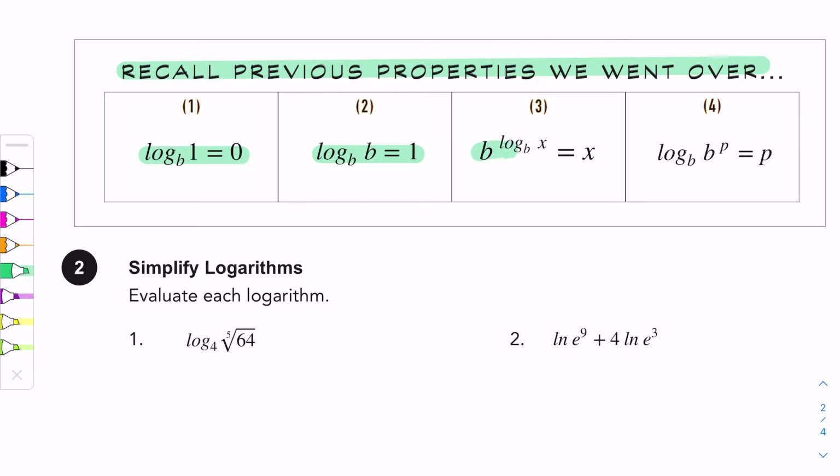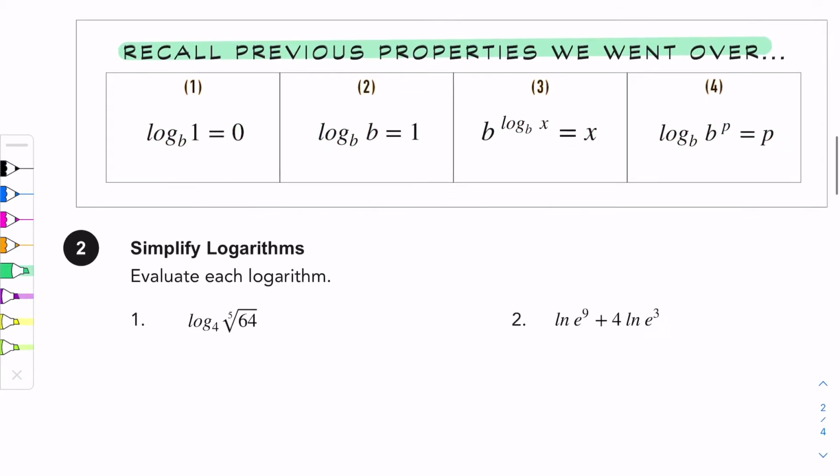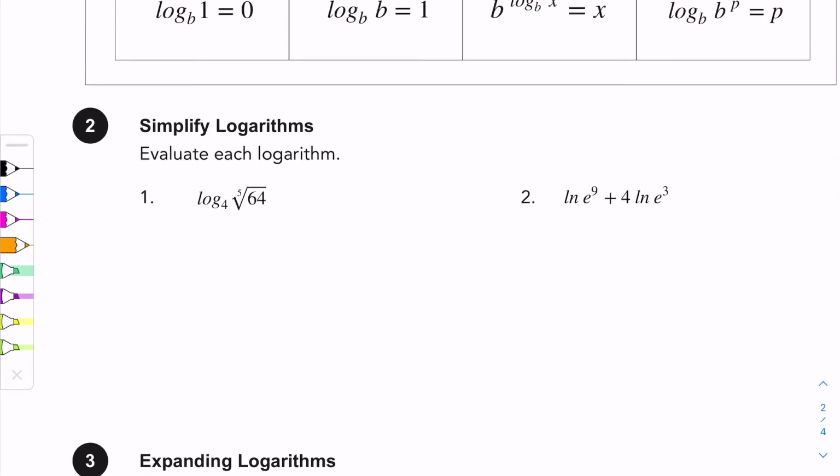b raised to the power of log base b of x, regardless of the base or the value of b, will always be x. And log base b of b raised to the power of p will always be p. Also, remind yourselves that ln is the same thing as log base e, and that's helpful sometimes when you're simplifying.